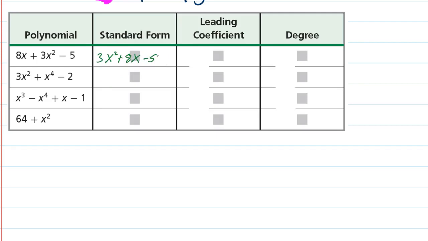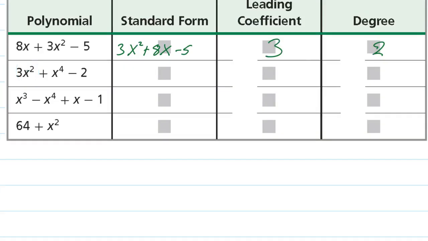Now the leading coefficient is the number in front of the largest variable, and since we put it in standard form, we simply go off the front. The 3 is our leading coefficient, and the degree would be the largest exponent. Here the degree would be x squared, or just the number 2. Now take a minute and go through this table and try to finish it real fast.